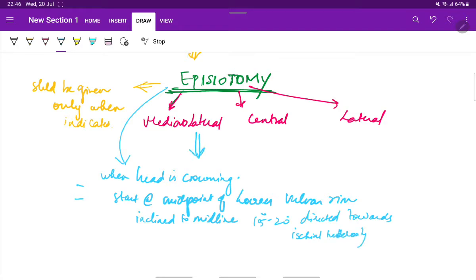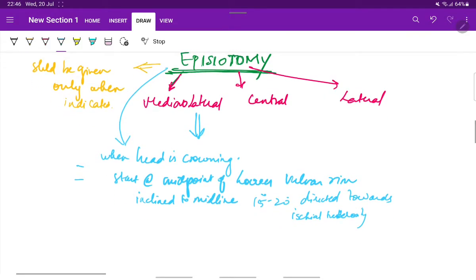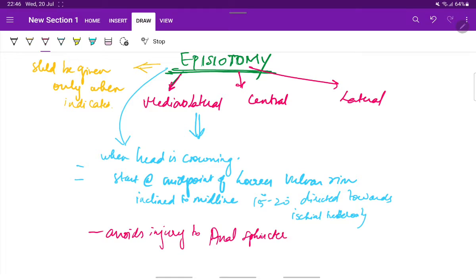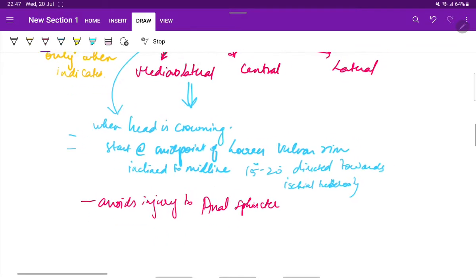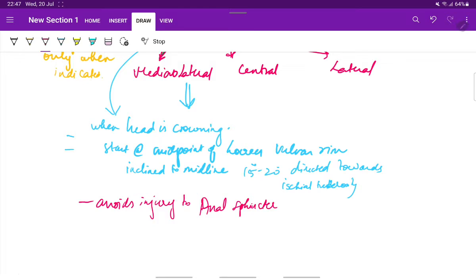This is for the mediolateral episiotomy, which is most commonly done, and this is the safest because this avoids injury to the anal sphincter as we go laterally. And the episiotomy should not include the labia. Labia should be spared.